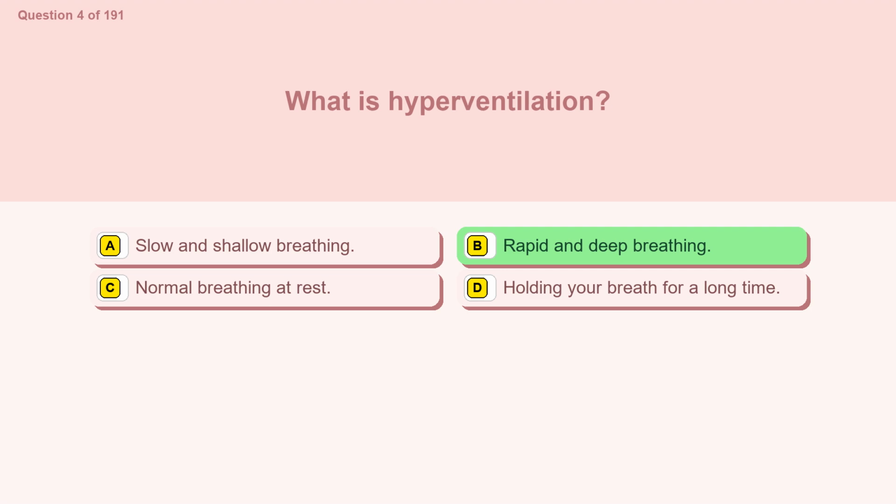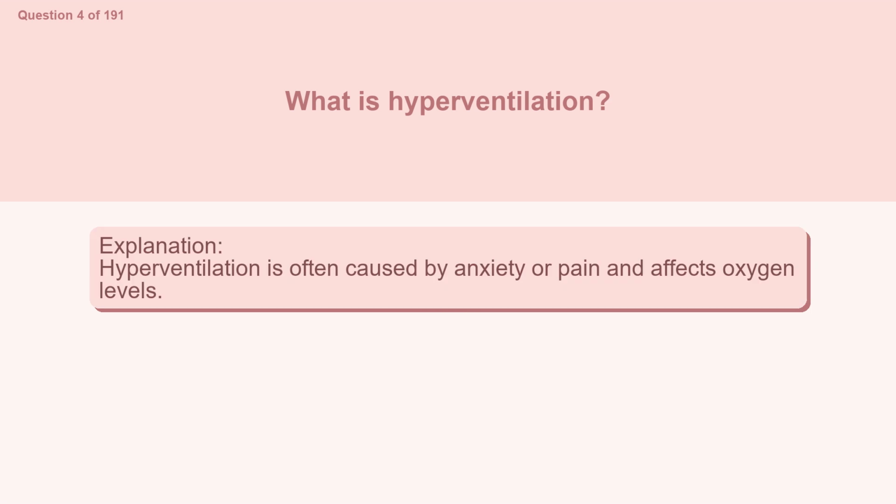The correct answer is option B. Rapid and deep breathing. Hyperventilation is often caused by anxiety or pain and affects oxygen levels.